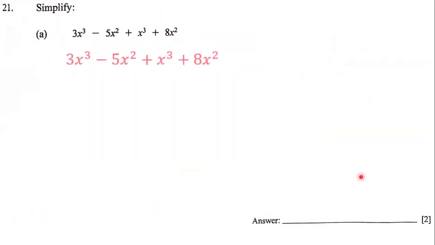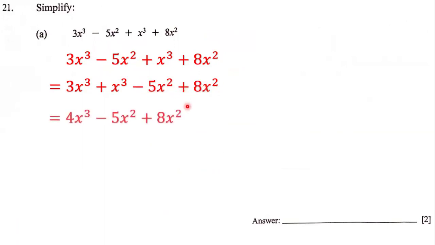Next, for this question, they want us to simplify. So we have 3x raised to the third power minus 5x squared plus x to the third power plus 8x squared. And so what we're going to do is bring together our like terms. So we have 3x to the third power plus x to the third power. These two are like terms. Then we have a negative 5x squared plus 8x squared. These two are like terms. And so we combine our like terms.